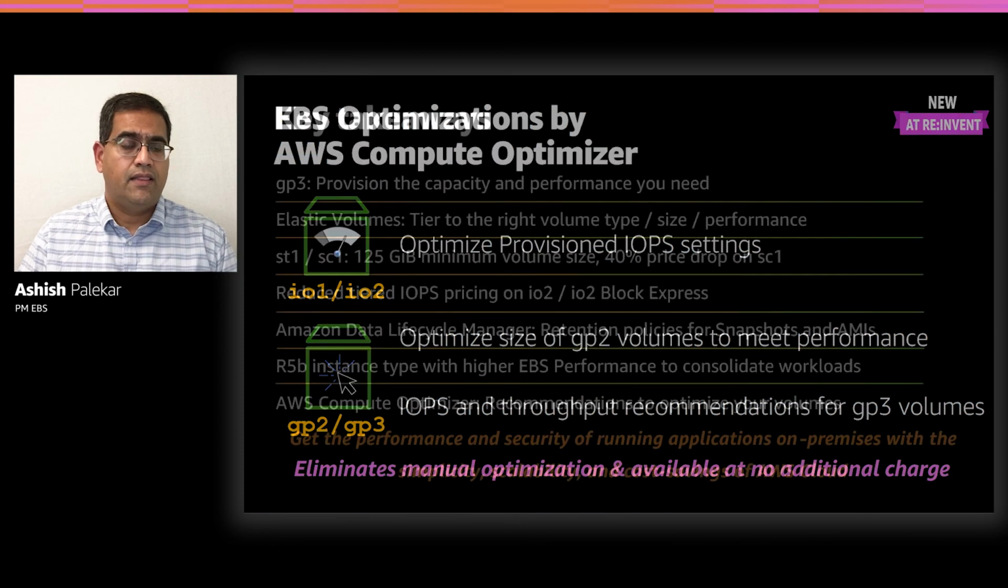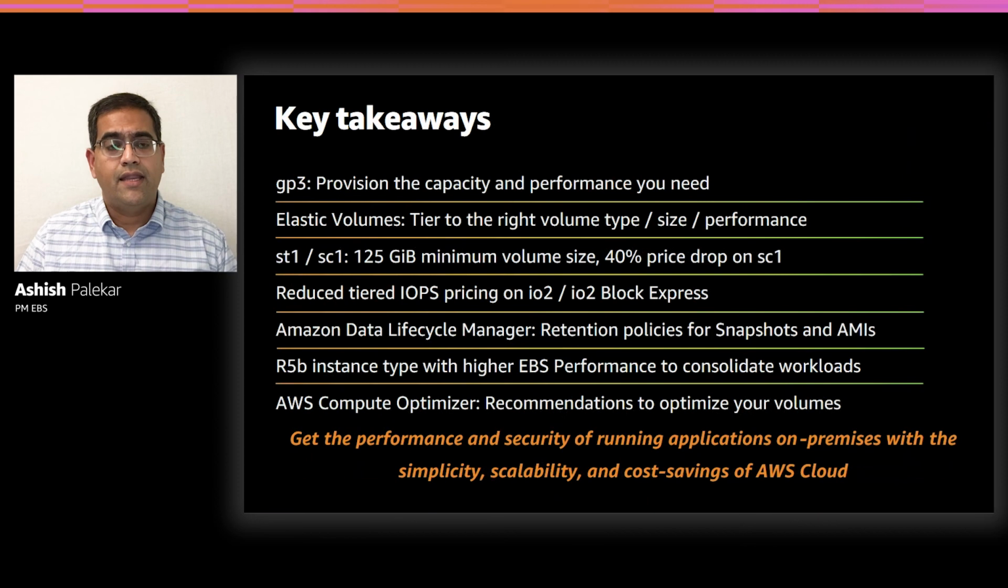And so that's the discussion, right? And here are the key takeaways. Think about GP3 and how to provision capacity and performance. Think about elastic volumes. Think about the 40% price drop on SC1, how you can use SC1 with the new minimum volume size. Think about the tiered IOPS pricing on IO2, DLM for snapshots and AMIs, R5b instance to consolidate your workloads, and Compute Optimizer to optimize your volumes. We are excited that these give you the tools to bring cost optimization to your enterprise workloads.